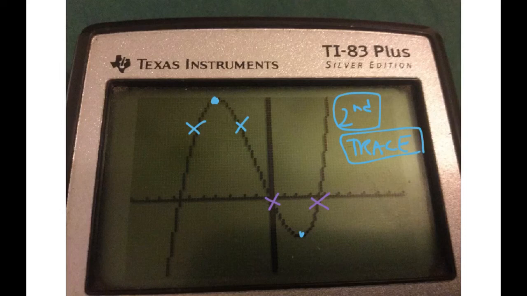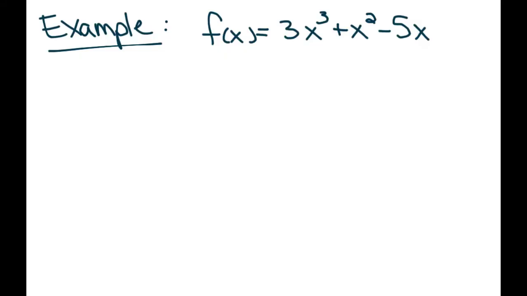What I would do is, for the purpose of this assignment, I would use the table, because if you're using Desmos.com, you'll probably want to use the table function. On your own, I'd like you to graph this function, f of x is equal to 3x cubed plus x squared minus 5x, and find the location of the maximum and minimum. Just use the table to help you out.